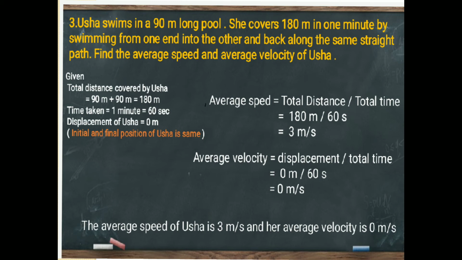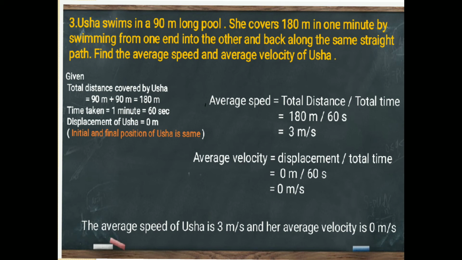Next is average velocity. The average velocity has the same formula: total displacement divided by total time taken. We already know that displacement is 0. Why? Because the initial and final position of Usha is the same. So now 0 meter divided by 60 seconds. 0 divided by 60 is 0. So now average velocity is 0.